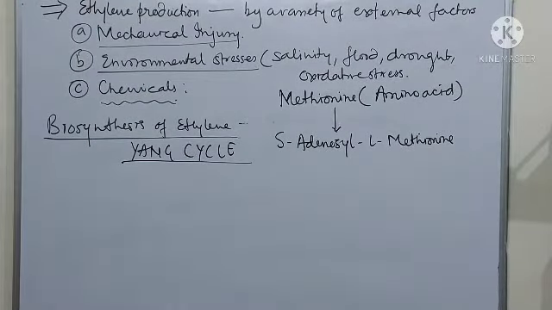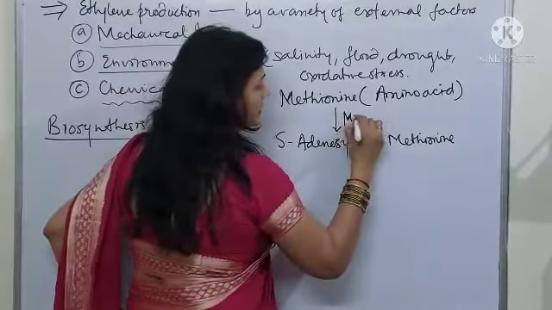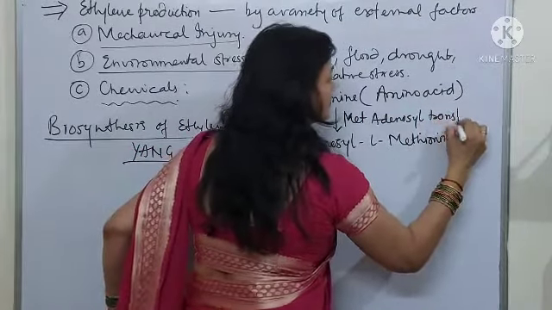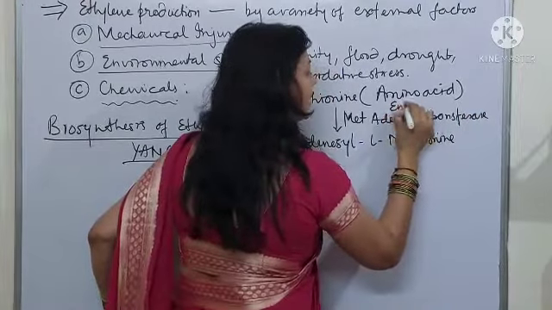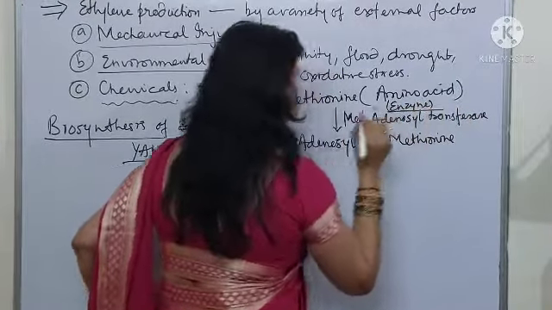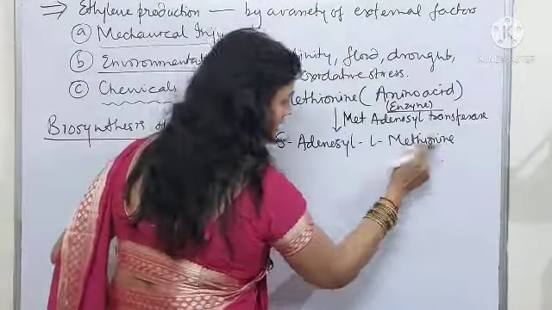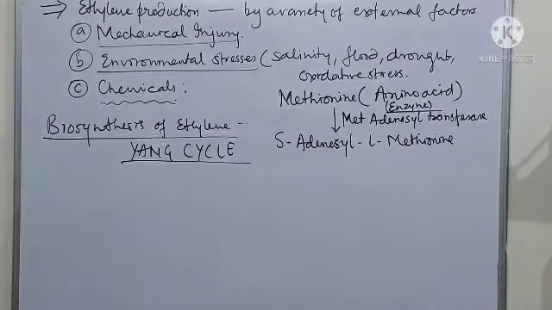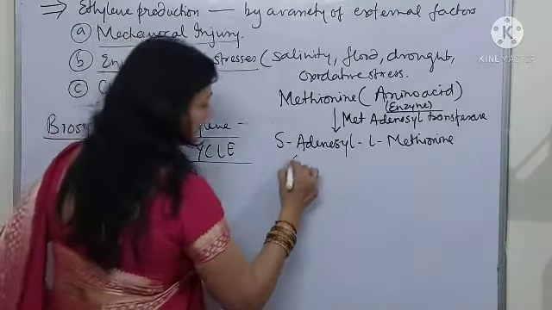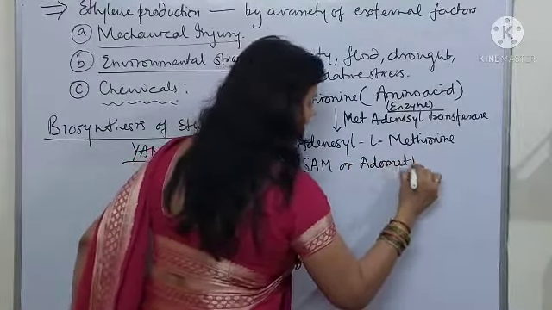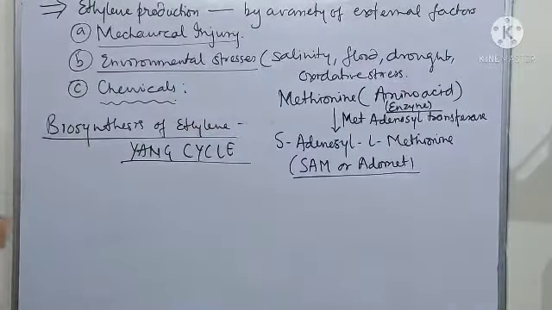S-adenosyl L-methionine is formed from the methionine in the presence of an enzyme methionine adenosyl transferase. It is an enzyme which helps in the formation of S-adenosyl L-methionine. Now this S-adenosyl L-methionine is also known as SAM or adomet.